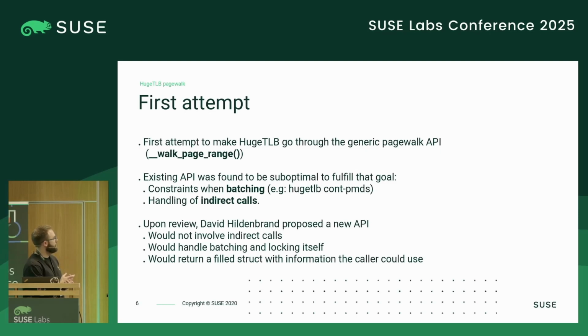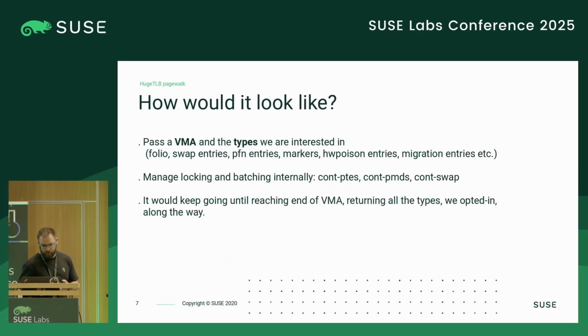And while reviewing, David Hildenbrand from Red Hat proposed a new API which will get rid of the indirect calls. It will just be like a normal page walk. It will handle batching and locking internally, so the callers wouldn't have to do it, as is currently the case, at least for locking. And it will return a struct filled with information that the caller could use in order to make sense of what was found in that range and what can be done with it.